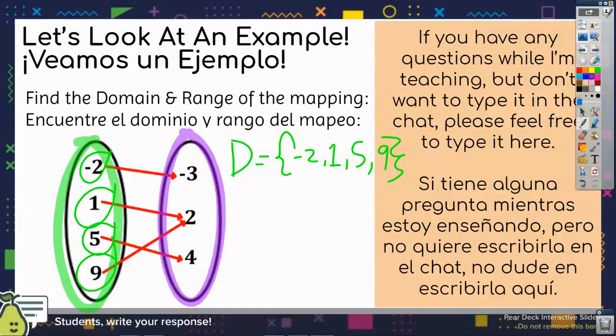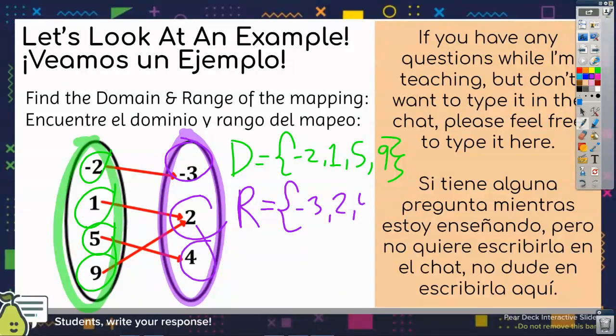My range. Okay. R equals fancy parentheses. -3, 2, 4. Notice I'm using my parentheses, I'm using my comma to separate them. These are all individual things here. Right? So all I did was my left side, my mapping of the input, the left side is my domain. My right side is my range.